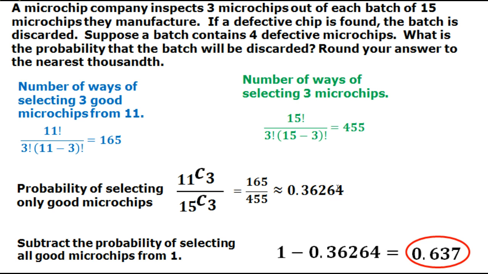But that only tells us the probability of getting all good microchips. So we're going to need to subtract that from 1. That will tell us the probability of getting at least one bad microchip, one defective one. So we go 1 minus this, and this will give us our answer right here. You'll need a little bit of practice on these. I recognize this is a very challenging lesson, but hopefully with some practice it won't be as bad in the future.